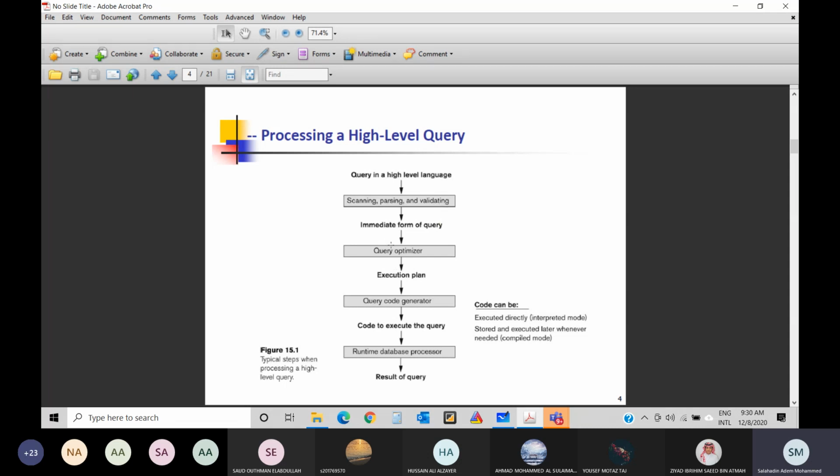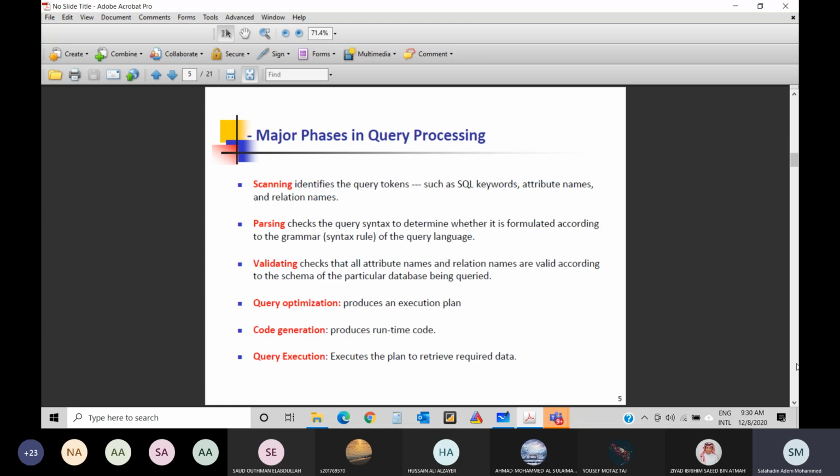Then it will be optimized, and I showed you what the optimizer will do. Then the code is generated. Then at the end, it's going to be executed by the operating system and so on, by the CPU and the operating system. So what does scanning do?